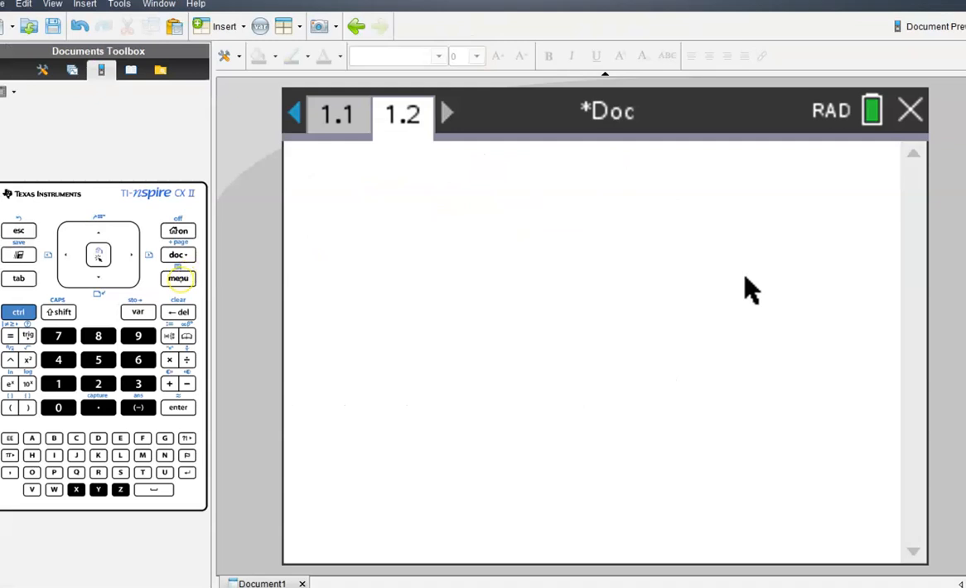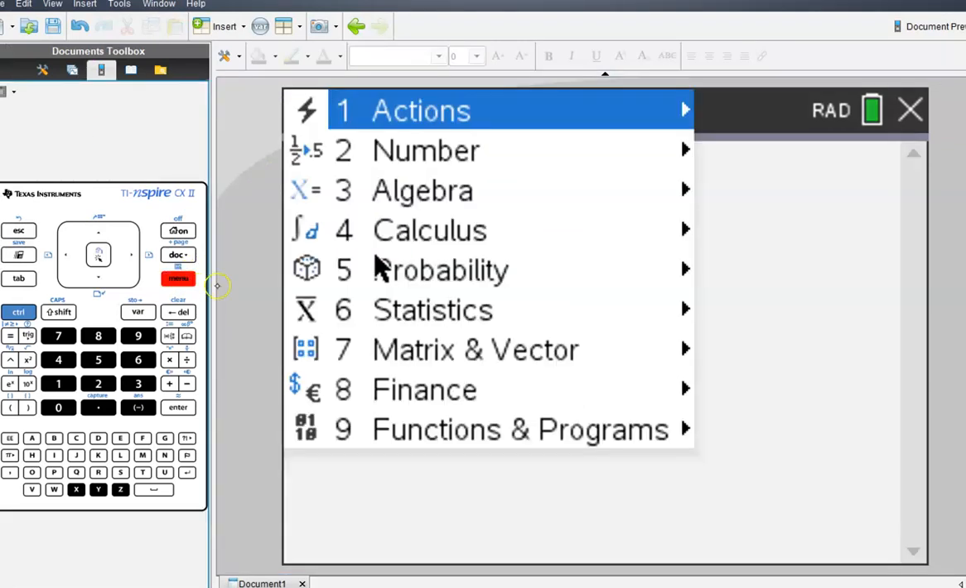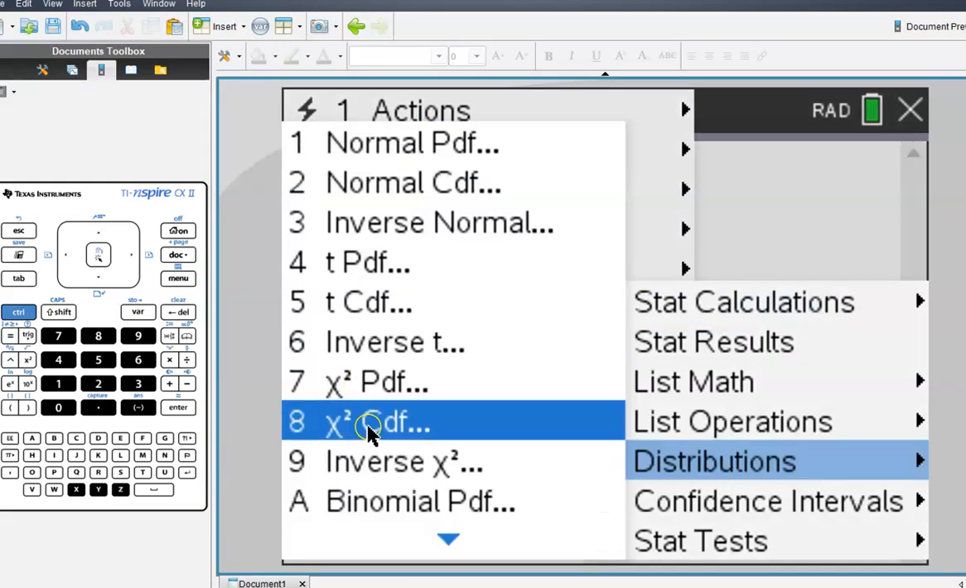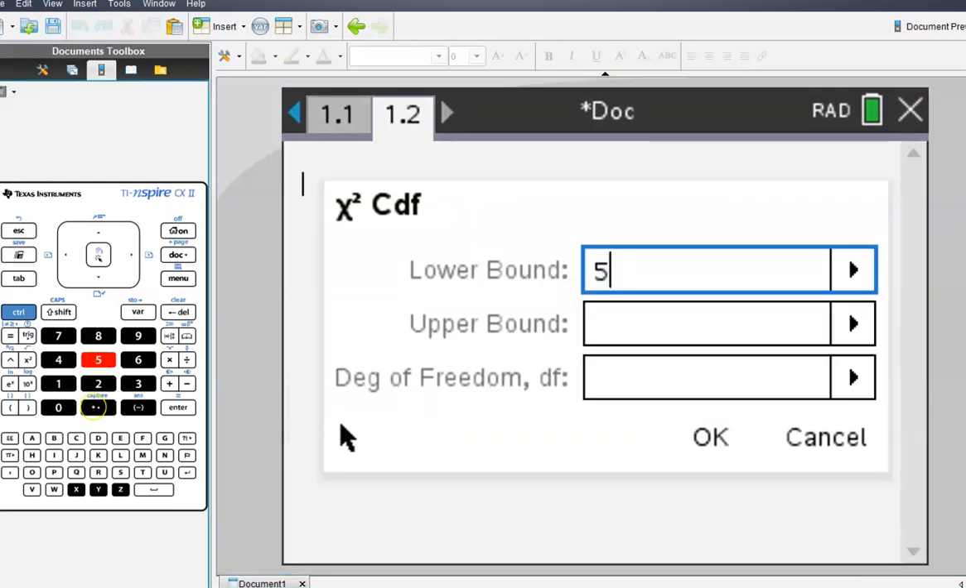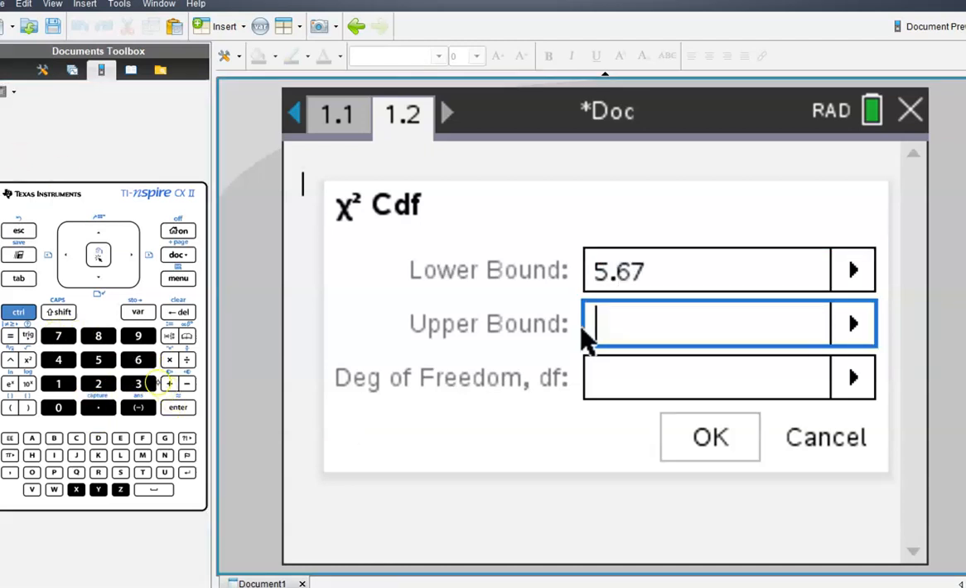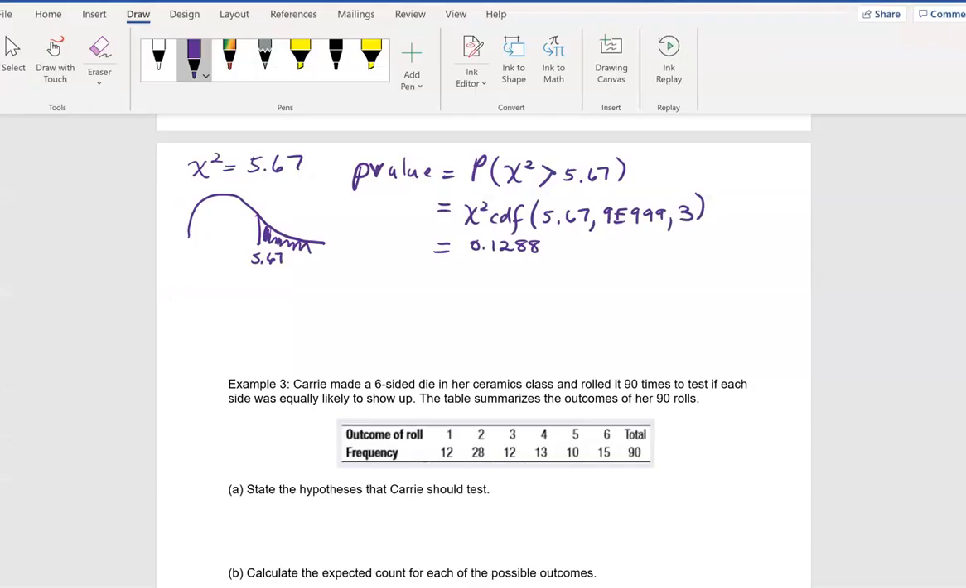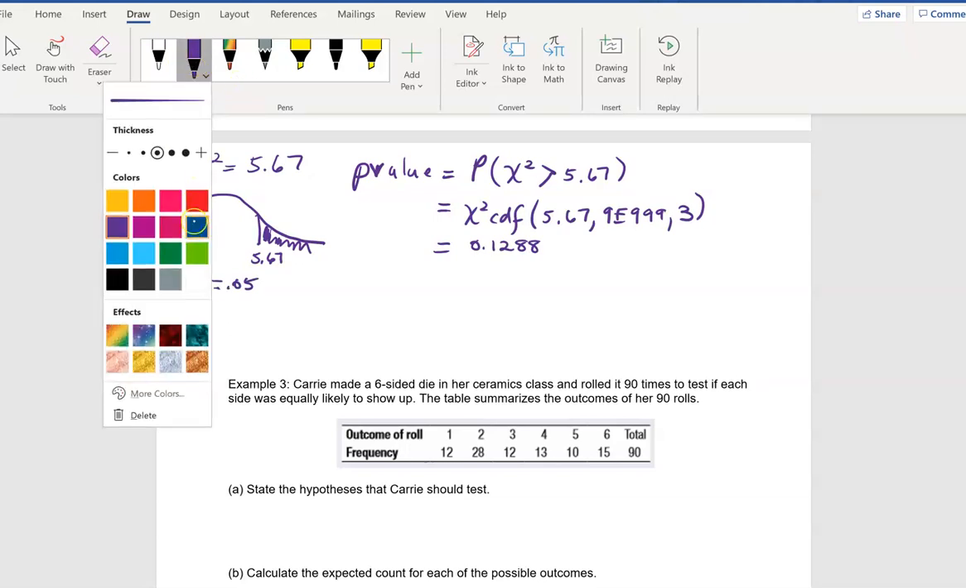We go to our calculator menu, and we hit menu, statistics, distributions, chi-squared CDF. The low is 5.67. The high is 9E999, and the degrees of freedom is 3. I hit OK, and I get 0.1288. I should have defined my significance level in the beginning. I'm going to just use the standard, but again, that should be defined before you start any kind of analysis.